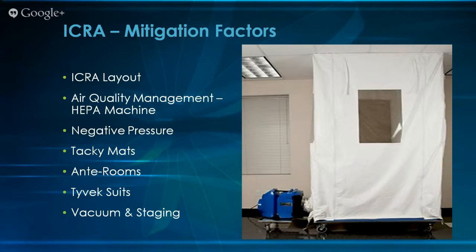We can put tacky mats down to absorb dust, and we can use anterooms to enter and exit our areas where we can vacuum ourselves off or use the tacky mats, or just as another barrier, a double barrier. Sometimes they require you to wear Tyvek suits. That's when you're getting into the really hazardous areas. So you wear a Tyvek suit, and sometimes you wear 2 Tyvek suits. When you're done with your work, you take off the outside suit, throw it away, and go out on your way. And then there are also HEPA vacs to help get rid of other stuff.